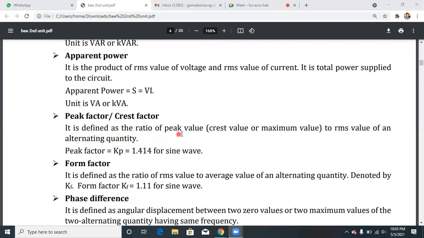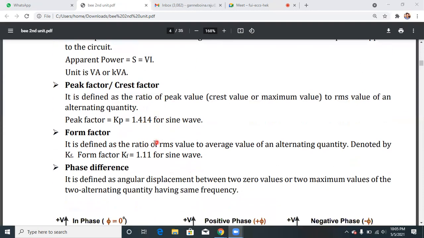It is defined as the ratio of peak value to the RMS value. Peak value to the RMS value is nothing but the peak factor or crest factor. That is called peak factor Kp, which is generally 1.414, that is root 2. Root 2 is equal to 1.414. So for a sine wave, the crest factor, peak factor is 1.414. Understood?